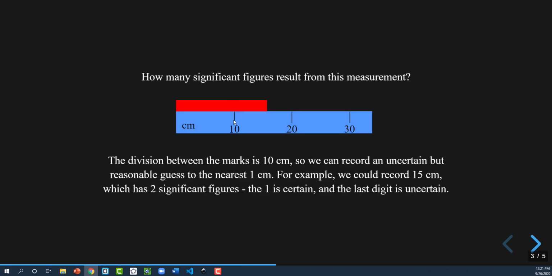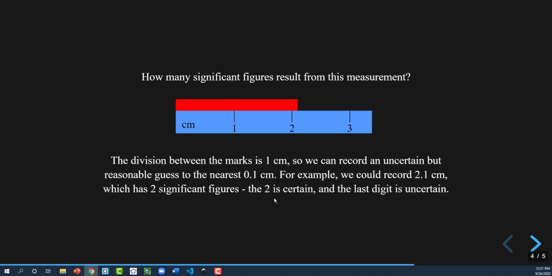Let's look at another one. This time I can see the 10 for sure. That's the first significant figure, and then the second number is going to be an estimate, so we might estimate this to be right in the middle. So we have 2 significant figures, the 1 and the 5, where the 5 is the estimate. So the first one had 3 figures. This time we have 2 figures that are certain, that are significant. Sorry, and then a couple more.